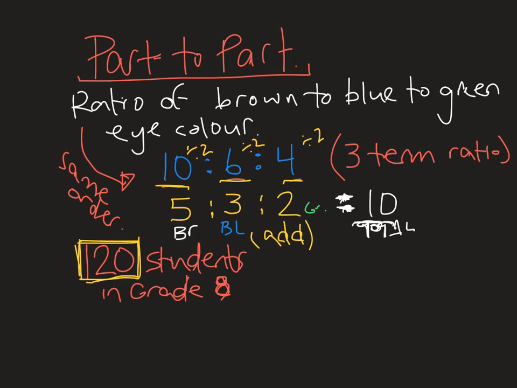So even though it wasn't explicitly given to you, I'm going to erase that, it's a disaster. Even though it wasn't explicitly given to you, you can find that total in order to use it for whatever it is that you need. Okay, so that's my total. So what that's saying is in every 10 kids, 5 of them would have brown eyes, 3 of them would have blue, and 2 would have green. So we want to figure out, what does that mean for this 120?